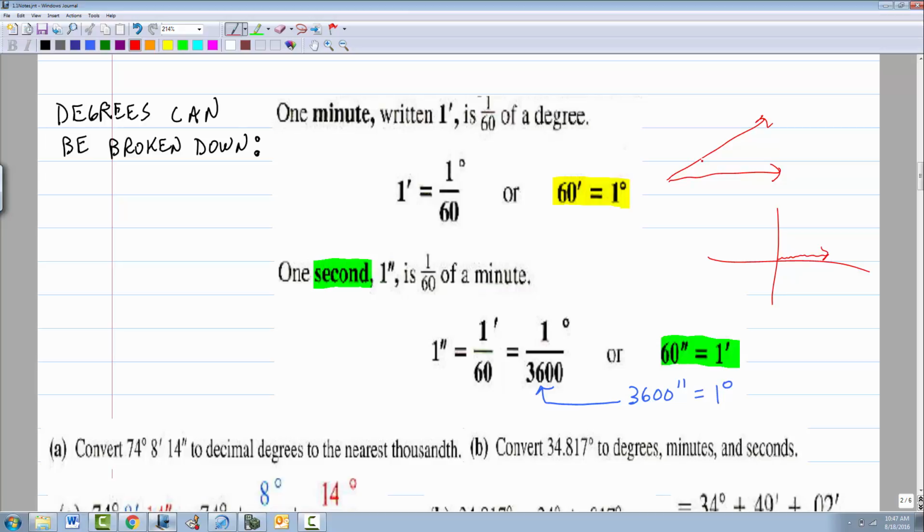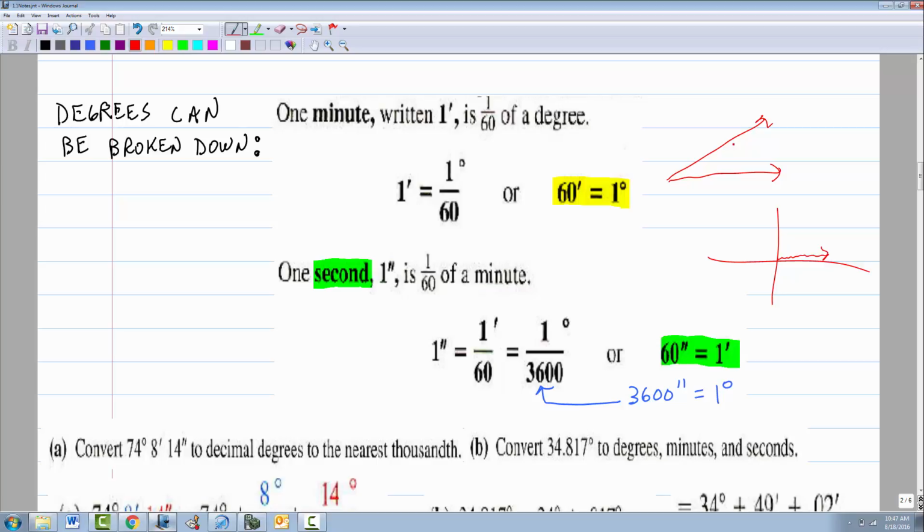Could I do that with my pen and make it look good? No. And of those 60 minutes, I can take 1 of those minutes and cut it into what? 60 seconds. You would really have to zoom in to see that one. So, just like in time, degrees are cut into 60 minutes, and minutes are cut into 60 seconds. So how many seconds are in a degree? 3,600, because there are 3,600 seconds in an hour, so there are 3,600 seconds in a degree.